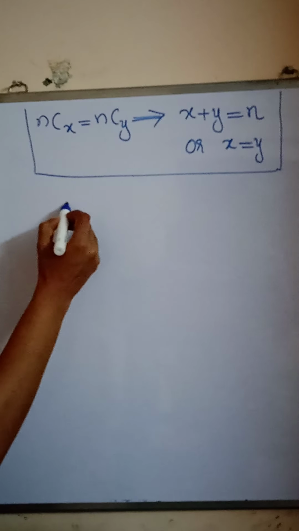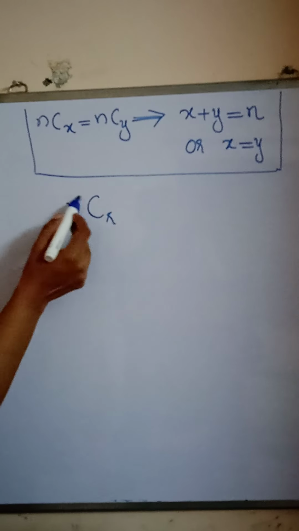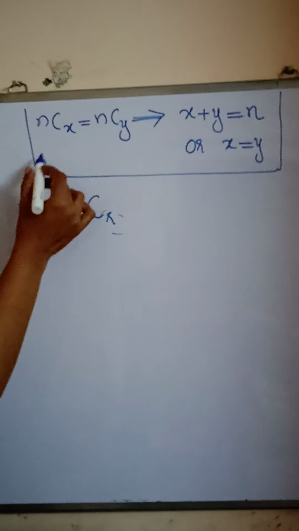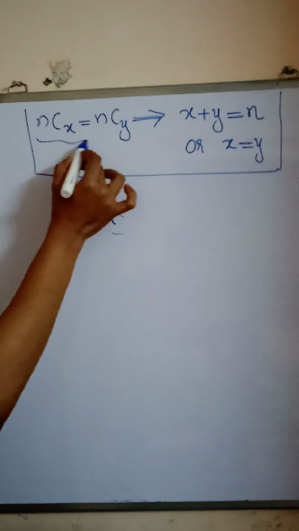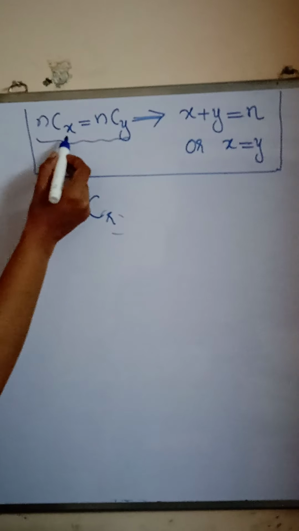Today we discuss some more problems in combinations. nCr represents the number of combinations of n objects taken r at a time. Here, given that nCx equals nCy, this implies either x plus y equals n or x equals y.